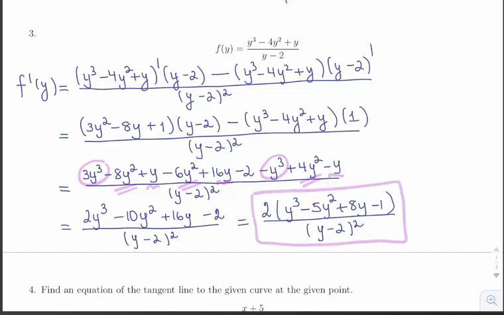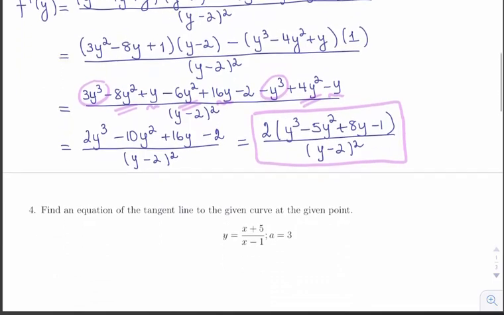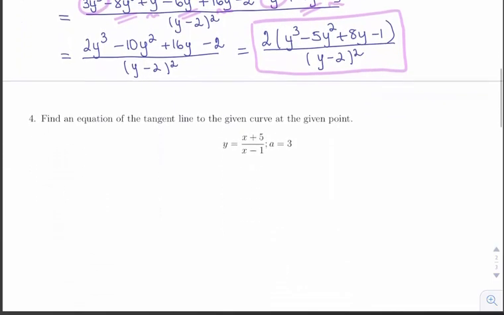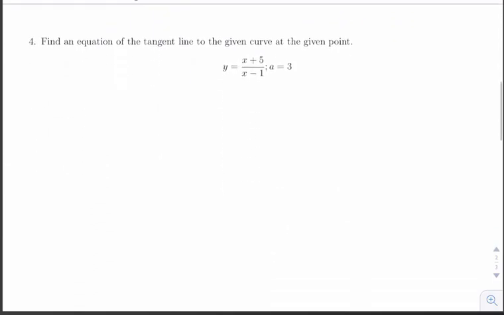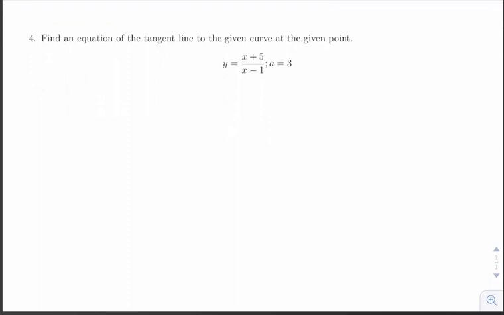All right. So now let's go ahead and do a problem that comes up all the time. Equation of the tangent line to the given curve. Now that we know how to compute a derivative with the quotient rule, it's a lot easier to solve these problems, right? You don't need to use the limits definition. So how do we approach this problem?